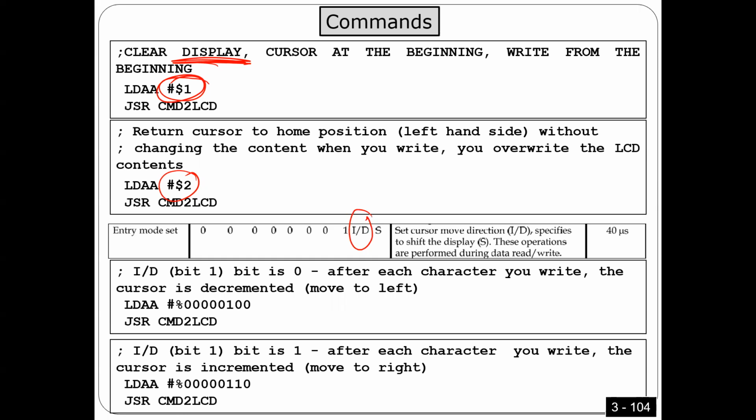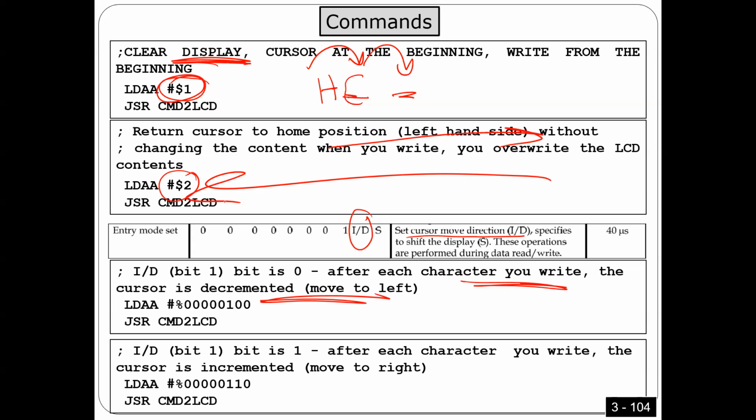For example, I explained this one, I or D. Here, you want to move the cursor to the right or to the left. If after every character you write the cursor is decremented, it means it moves to the left. For sure, in the initialization, I'm going to select it to move the cursor to the right, because I'm writing English. After I write letter H, I want the cursor to move from here to here. After I write letter E, I need the cursor to move here, this way, not this way. That's why in the initialization I'm going to put one here, so that the cursor is incremented and moves this way. Every time I write something, the cursor automatically moves to the next location.